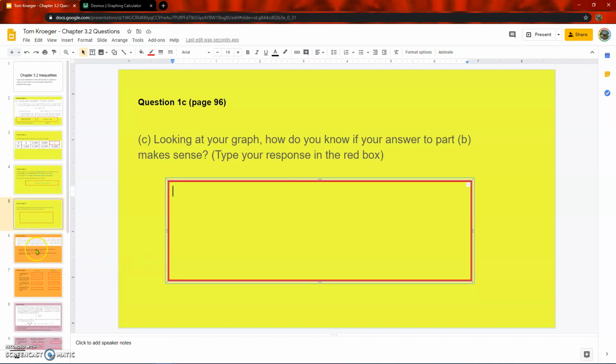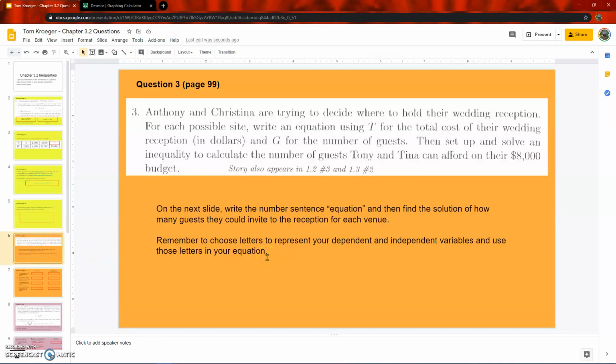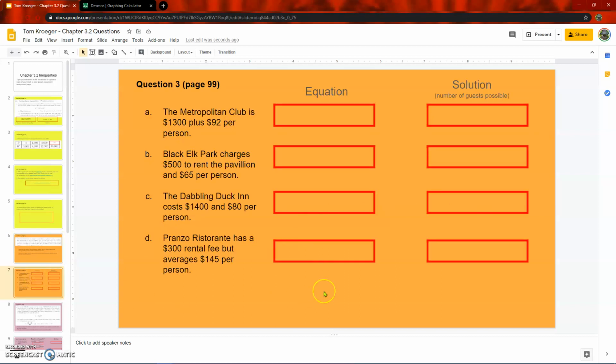All right, let's move on to the orange slides. Anthony and Christina are trying to decide where to hold their wedding. Oh, and we got Anthony and Christina again. They have several choices now. They only have a budget of $8,000 they can spend, so they got to limit what they can do. On this slide here, we need to write the 4 different equations for the 4 different venues where they can hold their wedding. Right? And then, depending on the solution, will determine the number of guests that they can invite based on their budget of $8,000.